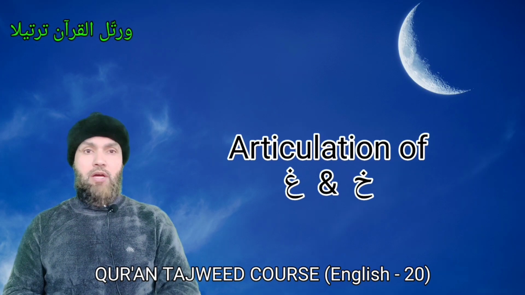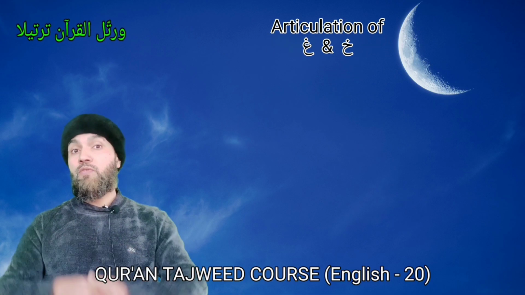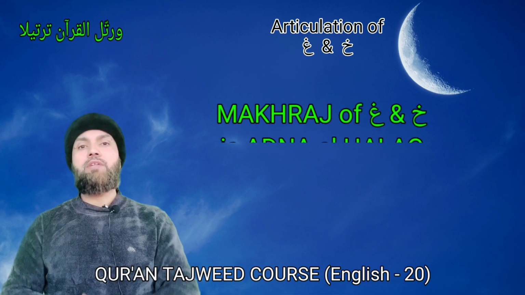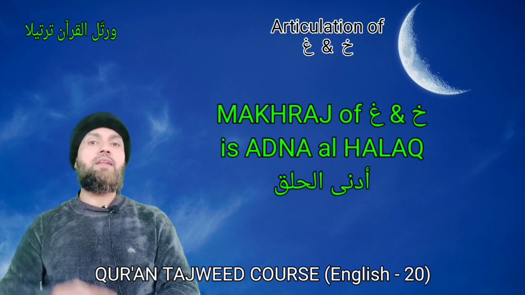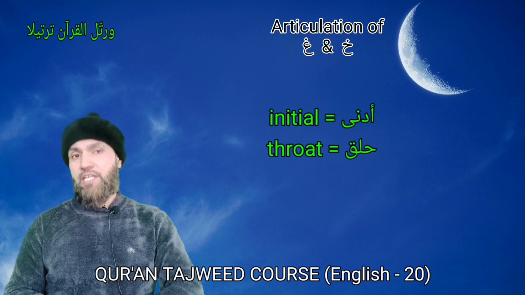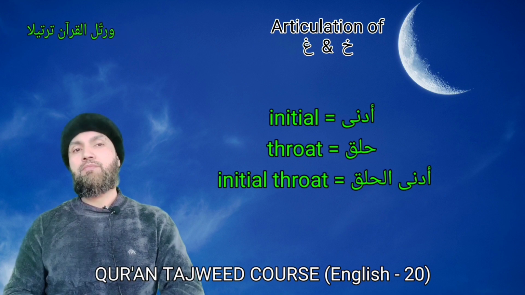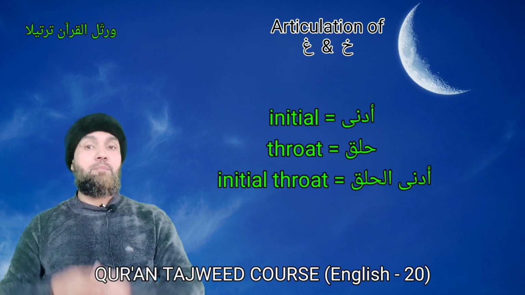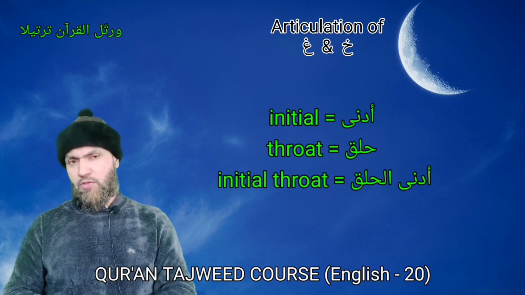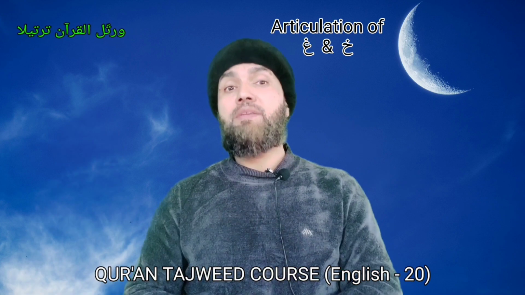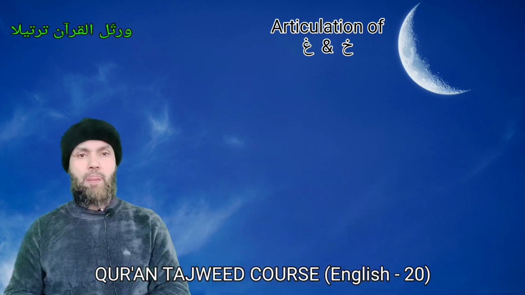Now today we will learn the articulation of kha and ghain. These two letters, as I said earlier, are also very peculiar to Arabic. The makhraj, or articulation point, of these two letters is ADNA HALAQ. ADNA means the closest or the initial, and halaq, as you already know, means the throat. So ADNA HALAQ means the initial part of the throat, or the closest or the nearest part of the throat. It means the part of the throat closest to the mouth and furthest from the chest.